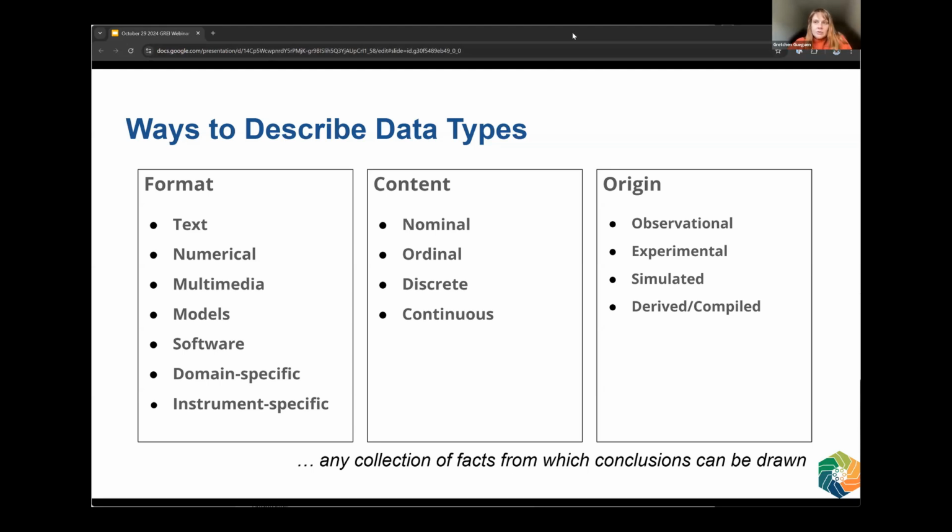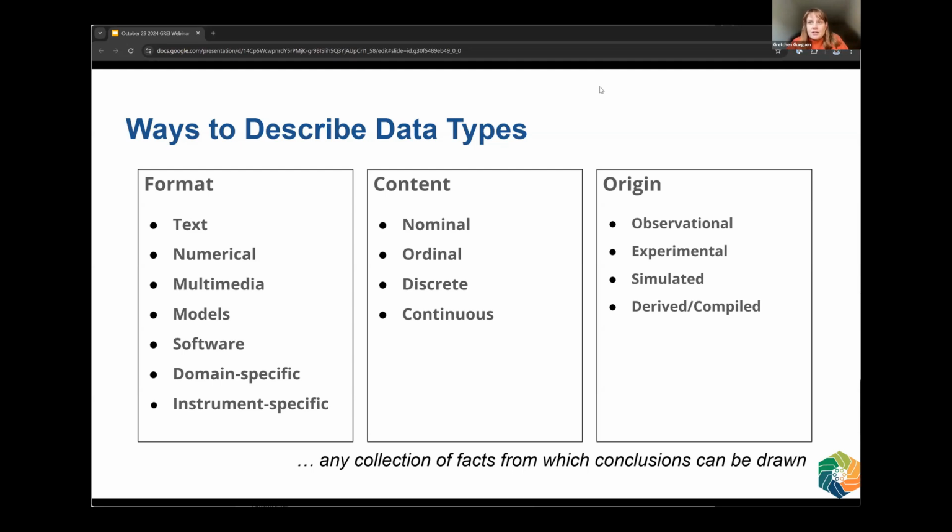Discrete data is something you can count. So it's numerical data that you can count. So the number of students in a classroom, the number of computers in a given space. And finally, continuous data is also numerical, but it's something that you measure. So the temperature or the time it takes to complete a task. And then finally, data can originate in different ways. It can be observed, it can be found by experiments, it can be simulated, and it can even be derived or compiled by a machine. So ultimately, data is really any collection of facts from which conclusions can be drawn.